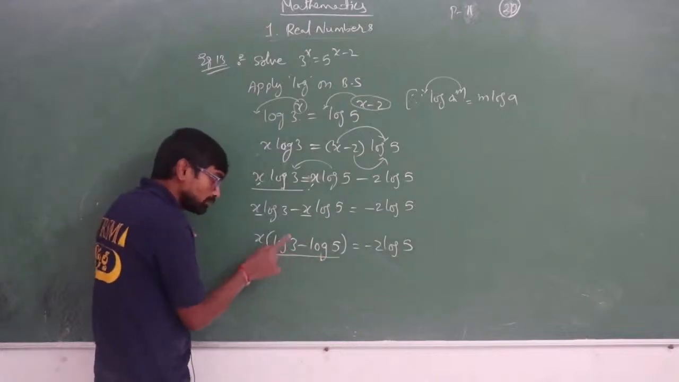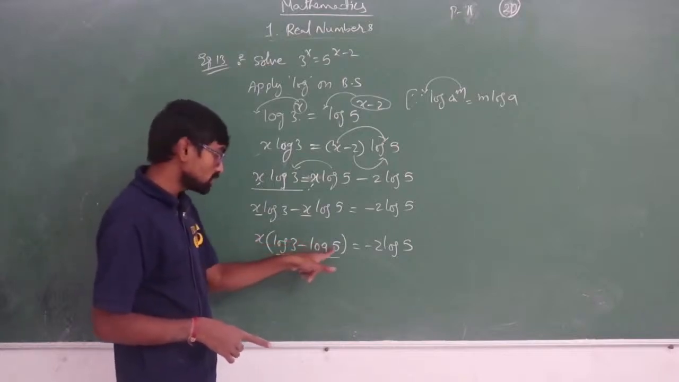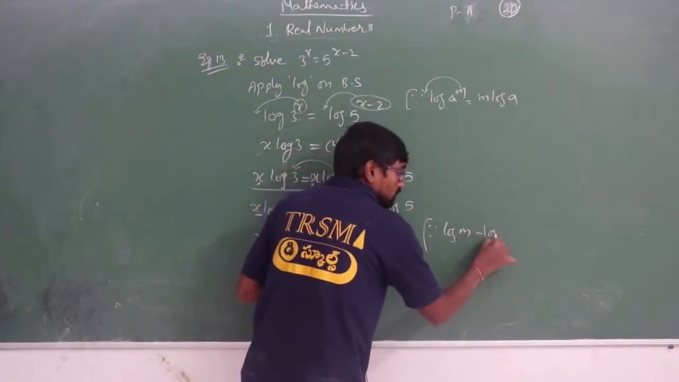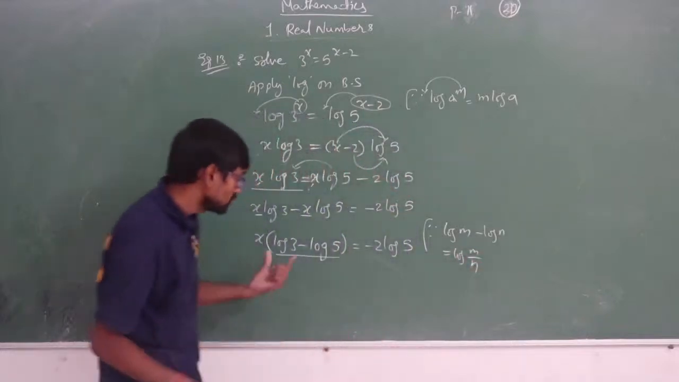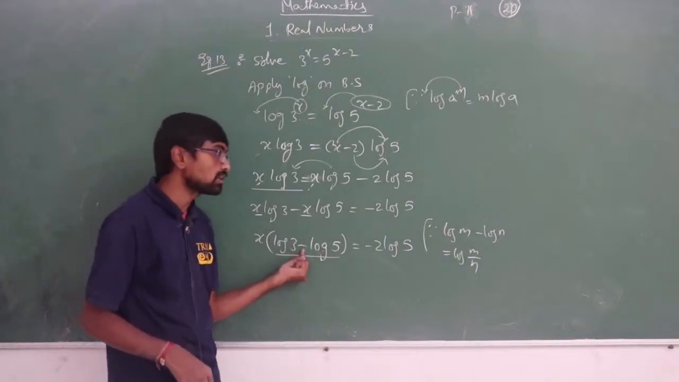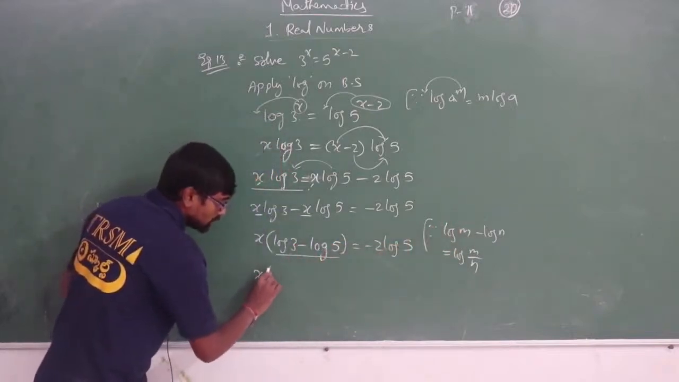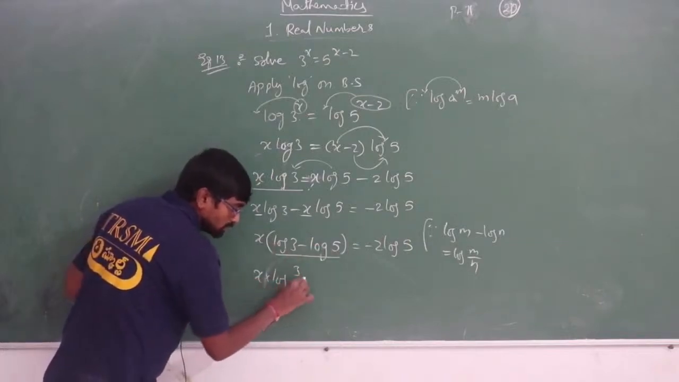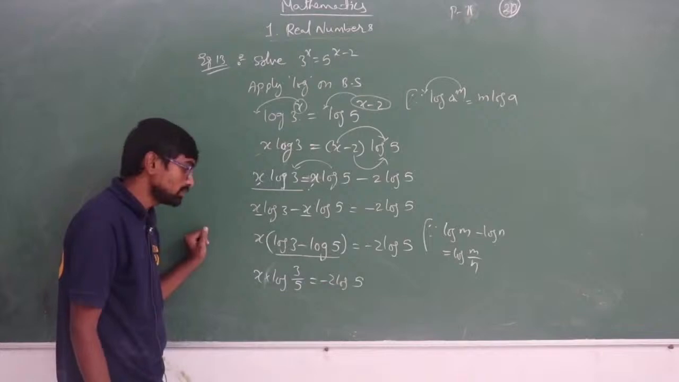Now see here, log 3 minus log 5, by the coefficient rule, these both are multiplying, isn't it? So log m minus log n can be written as log m divided by n. Here we have two terms which are divided by a subtraction symbol, so whenever I convert this into a single log, these both numbers will be divided. So x, I can write x into log 3 by 5 is equals to minus 2 log 5, isn't it?